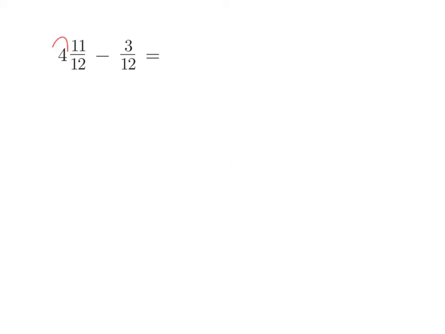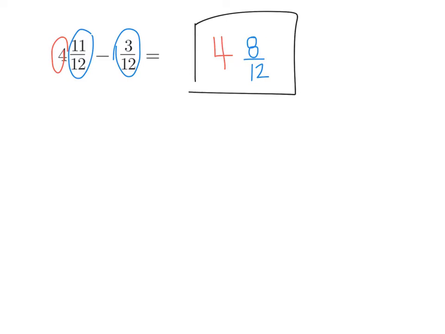Again, we have 2 kinds of units. We have 4 ones, and then we have 11/12 and 3/12. So let's deal with that first. If I have 11/12 and I take away 3/12, how many 12ths do I have left? Everyone? 8 12ths. Good. Sorry, if I have 4 ones and I take away no ones, how many ones do I have left? 4.